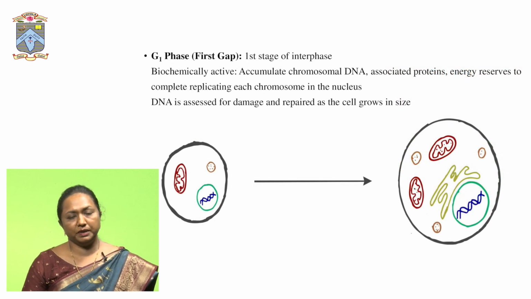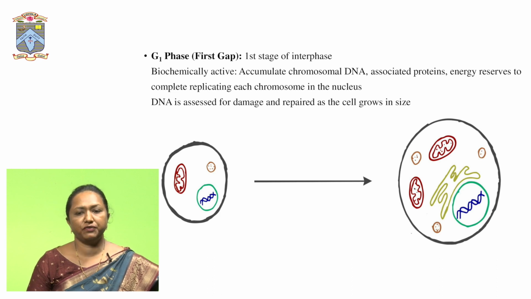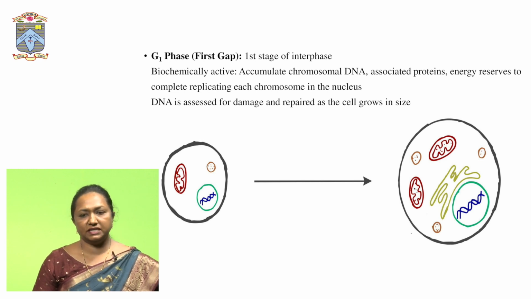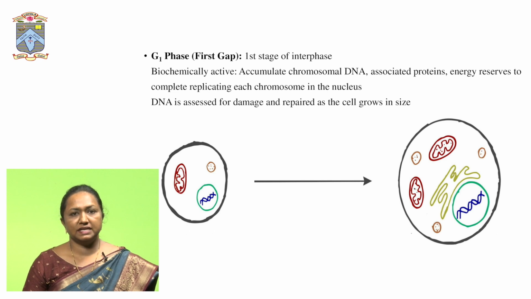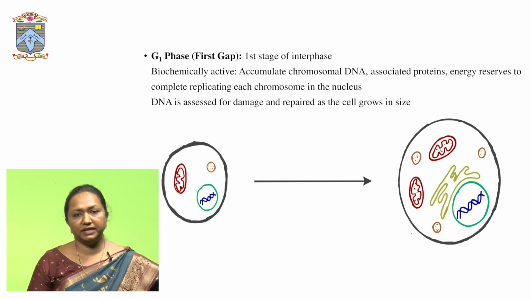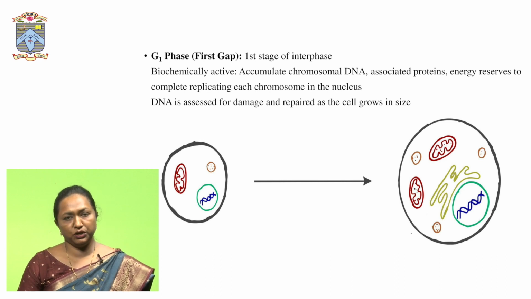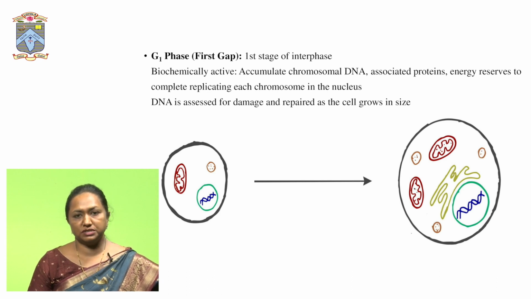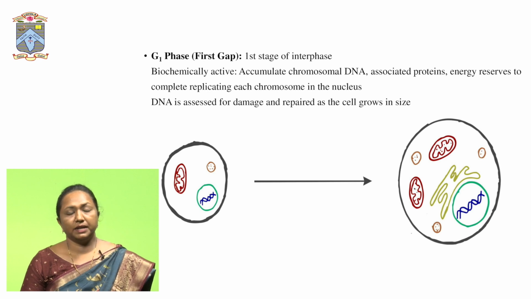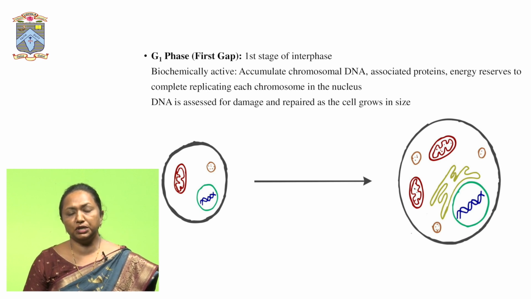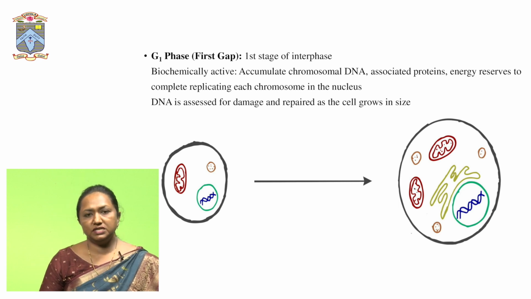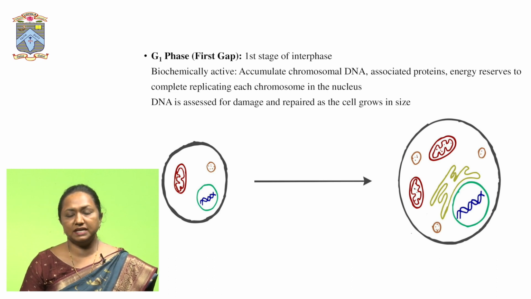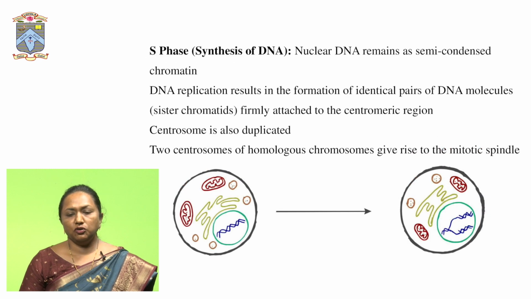The G1 phase can be called the first gap phase or the first phase of growth. This is the first stage of interphase in which the cells are biochemically active. Biochemically active means the cells have enough accumulation of the chromosomal DNA, increase in the volume of the associated proteins, and also the energy reserves which help them to complete the replicating process so that the chromosomes divide and replicate to be sufficient enough to be distributed to the two daughter nuclei. The DNA in this stage is assessed for any damage, and any such damage is repaired as the cell increases in size. Followed by the S phase.